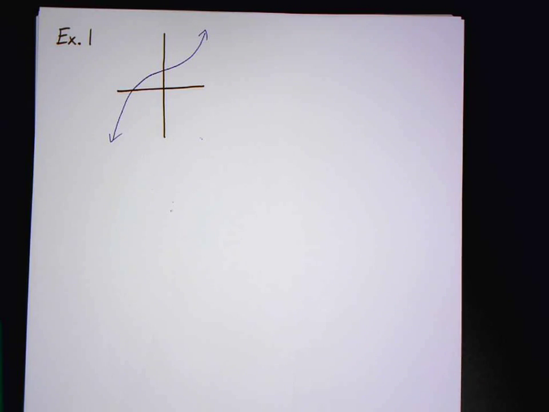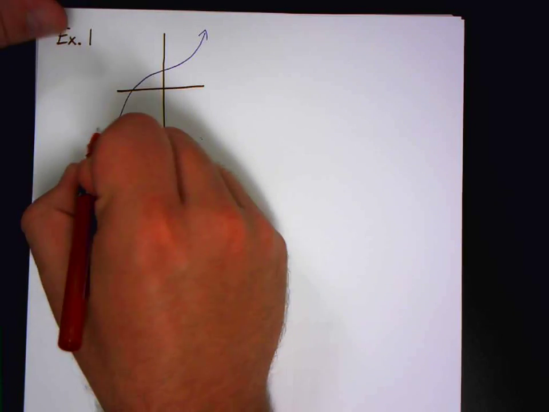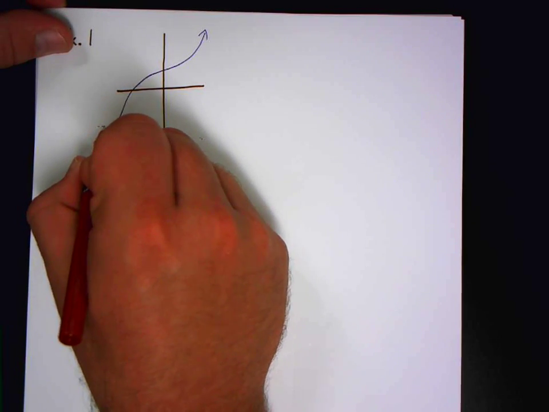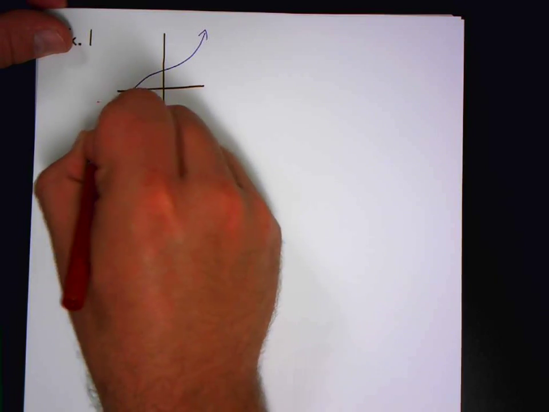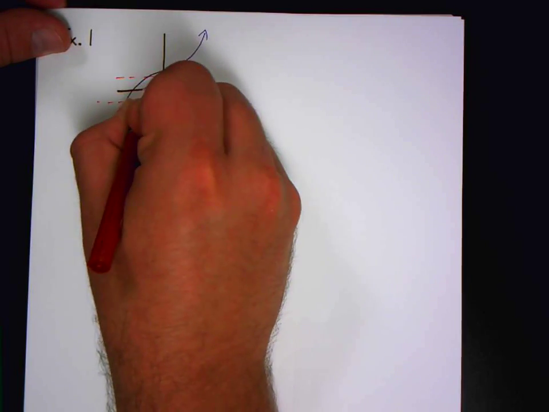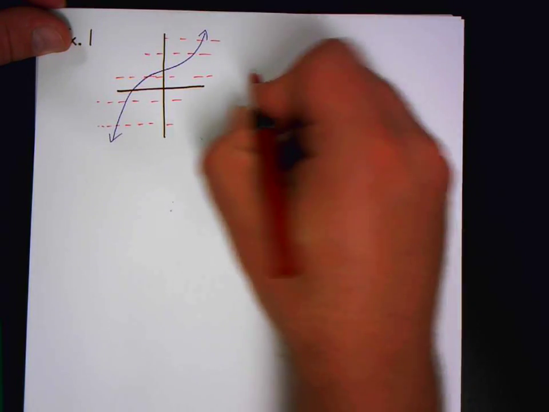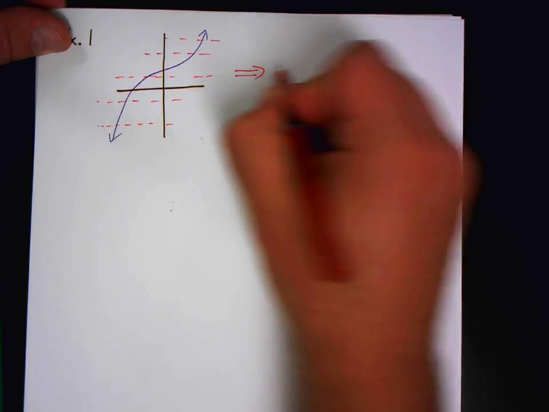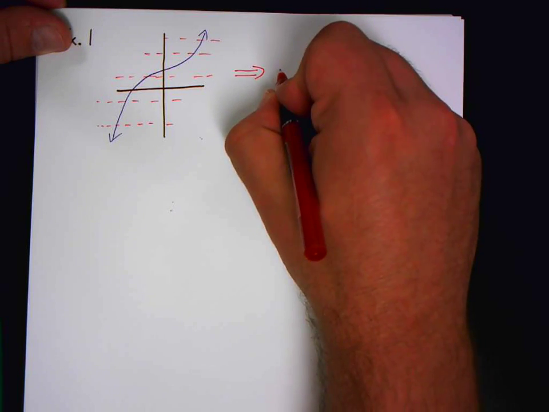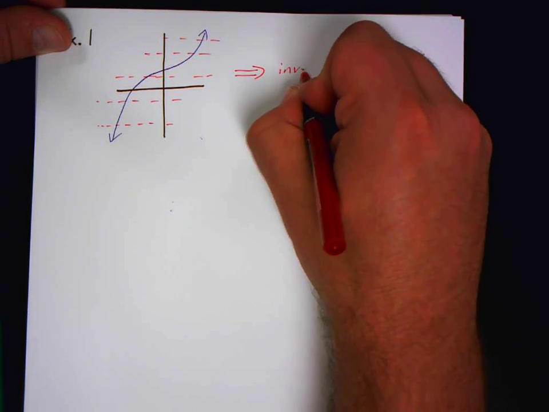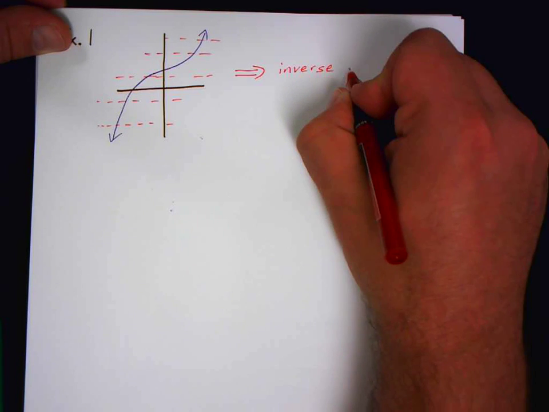So, is the inverse of that a function? Yes. Because if I take a horizontal line anywhere on that, it only crosses it at one point. So that means that the inverse is a function.